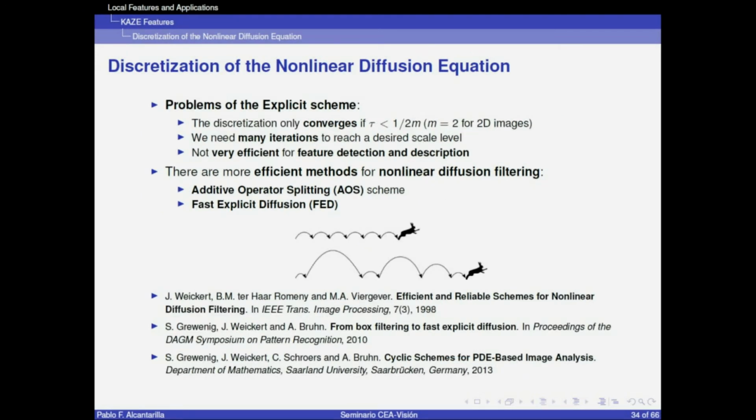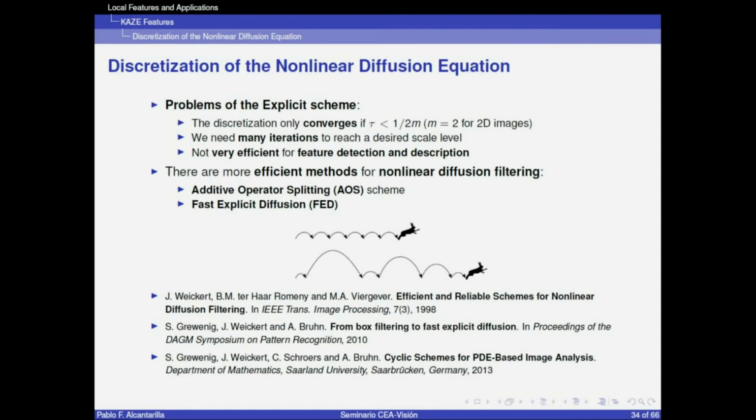The problem is that the discretization only converges if the time step is lower than 1 divided by 2 multiplied by m, where m is the dimension of our problem. In this case, m is equal to 2 for 2D images, but if you are performing nonlinear diffusion with 3D point cloud data, for example, m will be equal to 3. As I said, we need many iterations to reach a desired scale level, and this means that this explicit scheme, although it seems simple to compute, is not going to be very efficient for feature detection and description, because normally we are interested in methods that are as fast as possible, so that they can be used in real time. Definitely, the explicit scheme, due to this convergence problem, is not the best way to go.